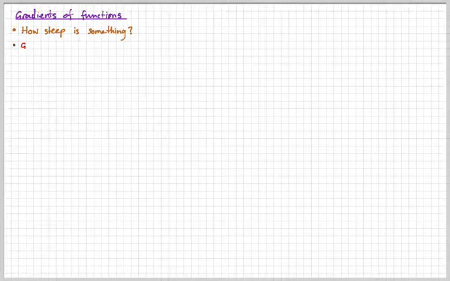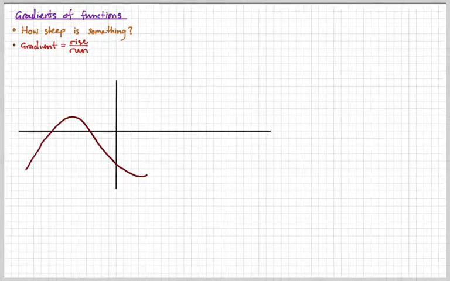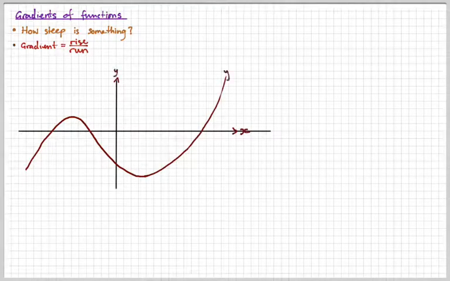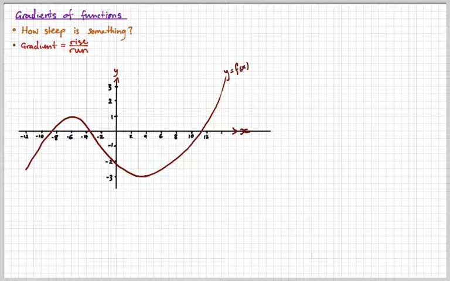But it's still the same thing. How steep is something? We're still going to be using gradient as rise over run. Okay, here's a curve. Once I've drawn that, we'll carry on.